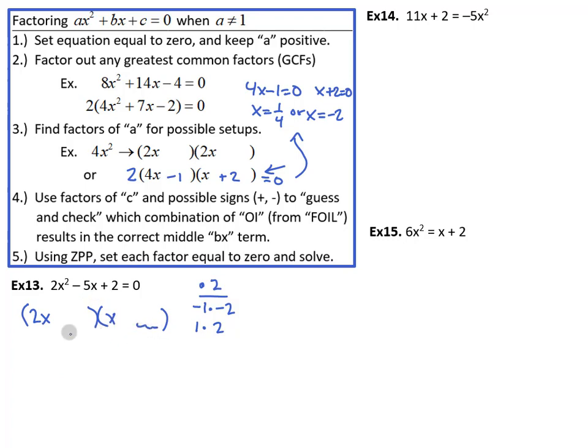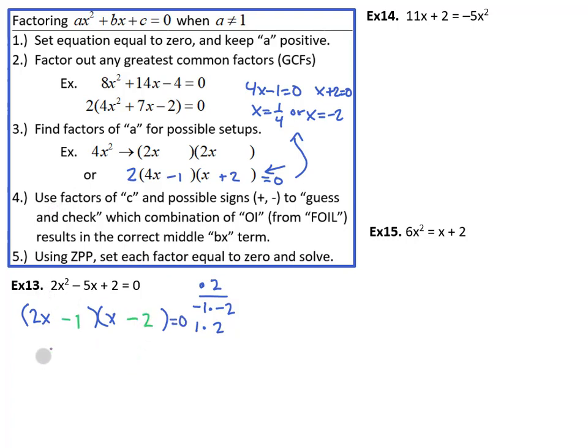So keep in mind that whatever I put here, when we get our middle term, think of the OI part, the outer and inner, will be multiplied by 2x, and whatever I put here would be multiplied by 1x. And I need my result to be negative 5x, and we've got two choices over here. So figure out where those go. Try that out as a mental exercise. See if you can get the answer. I will put them up in 1 second. Pause the video.